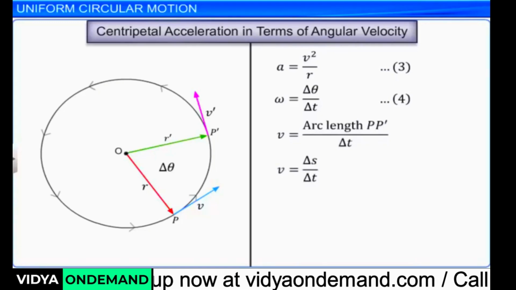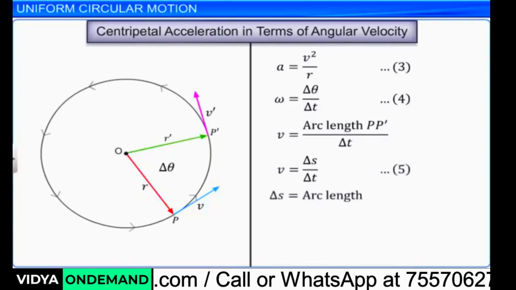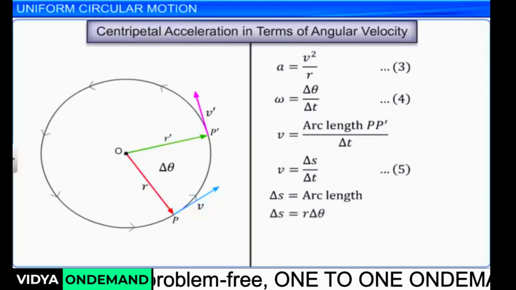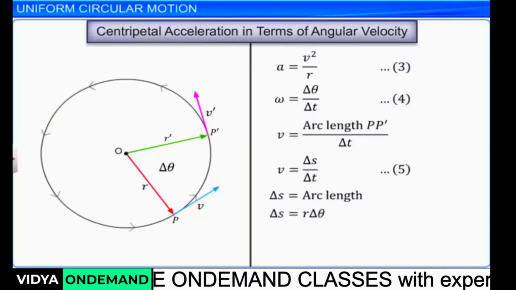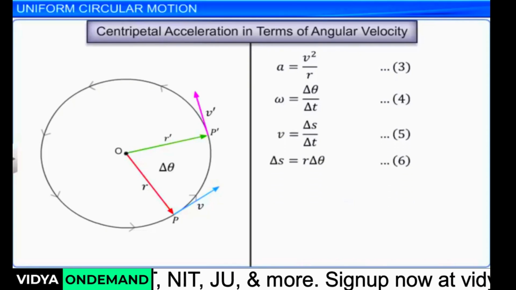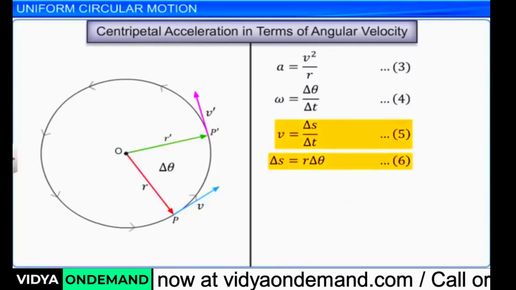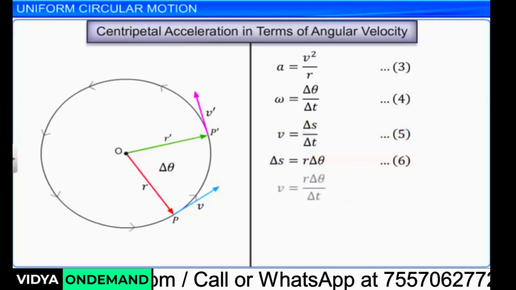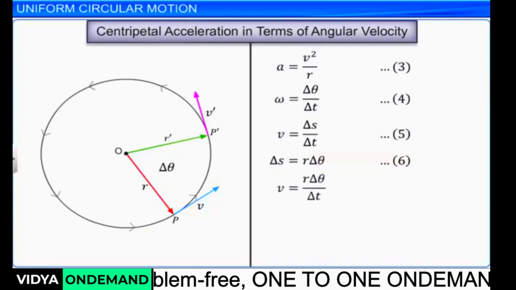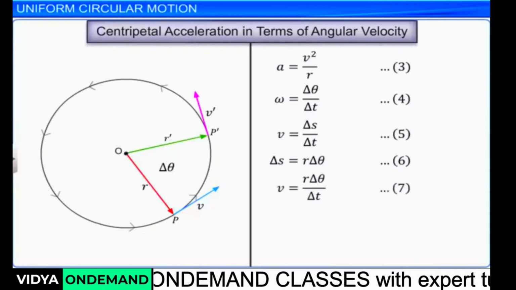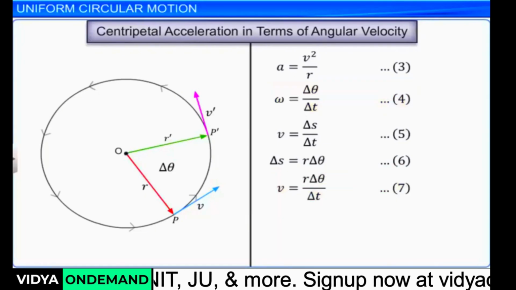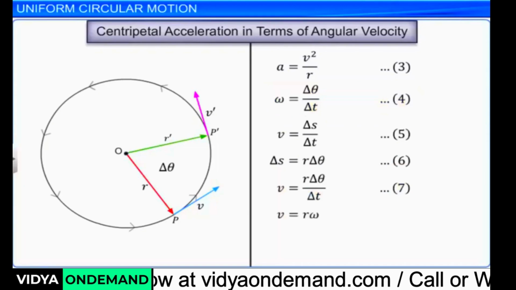Substituting 6 in 5, we get V is equal to R delta theta by delta t. Let this be equation 7. Substituting 4 in 7, we get V is equal to R omega. Let this be equation 8. Now, substituting equation 8 in 3, we get centripetal acceleration a c is equal to omega square into R.